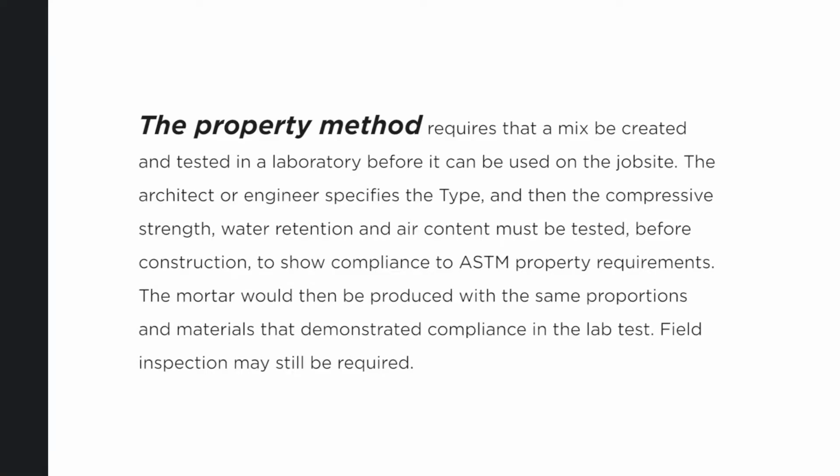The property method requires that a mix be created and tested in a laboratory before it can be used on the job site. Architect or engineer specifies the type. The compressive strength, water retention, and air content must be tested before construction to show compliance to ASTM property requirements. The mortar would then be produced with the same proportions and materials that demonstrated compliance in the lab test. Field inspection may still be required.